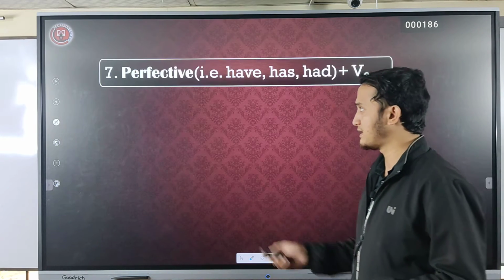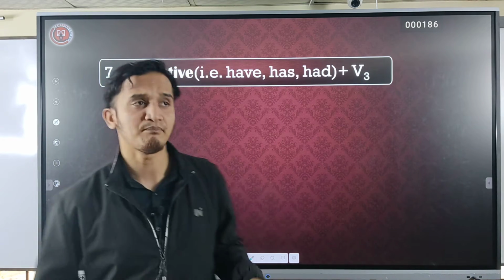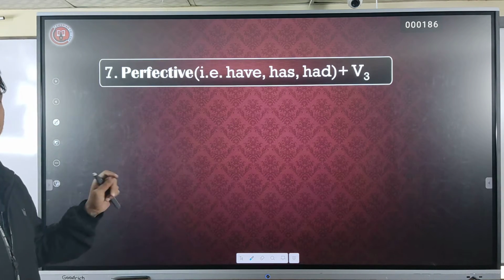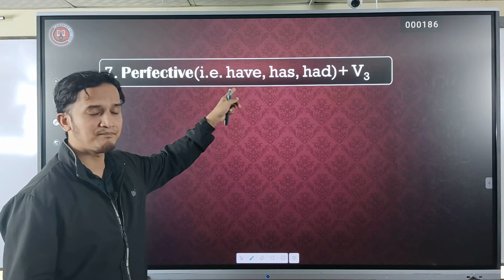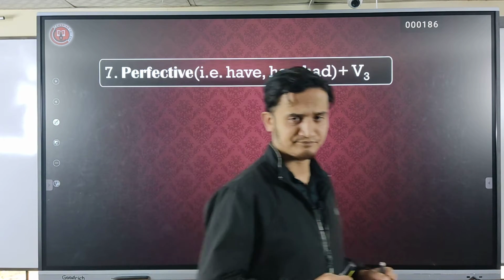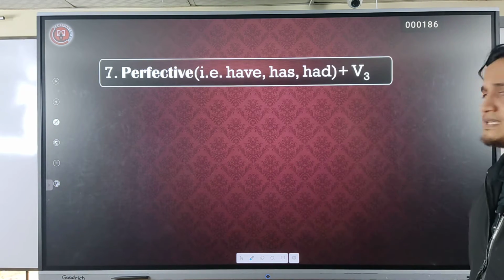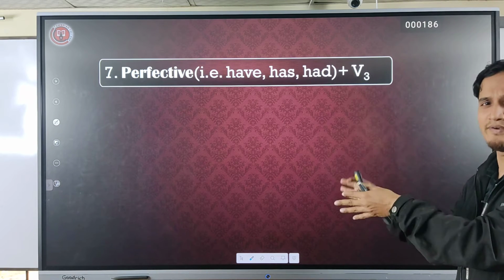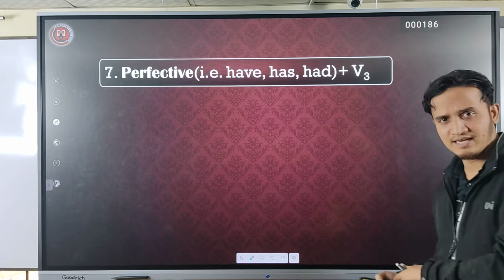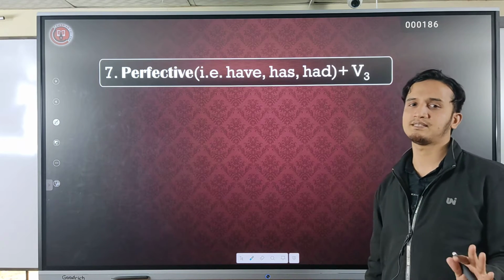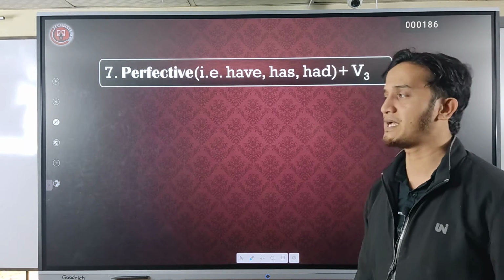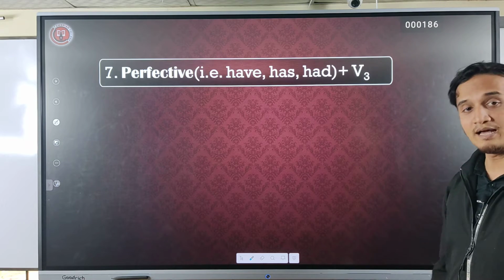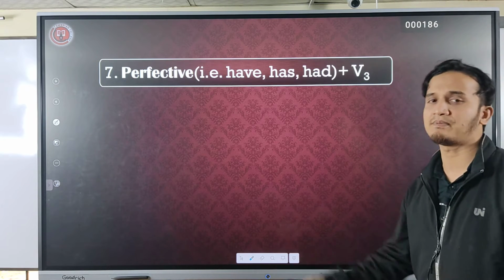For example, you just have to remember the perfective forms. Whenever you see the perfective forms, what are they? Have, has, and had. Whenever you see this perfective form in a particular context, and there is another verb after that, just transform these verbs into past participle form, B3. We learned in our past class, B3 means past participle form.